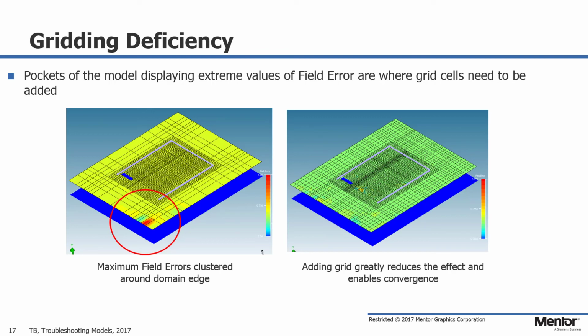Here's a typical example where on the bottom left we have a high maximum for the field error. Note that the scale goes from a large positive error to a large negative error, and both can be indicative of a problem. So in this case, if we add more grid cells to the problematic area seen in the right picture, and then we rerun the calculation, we no longer see the large field error.